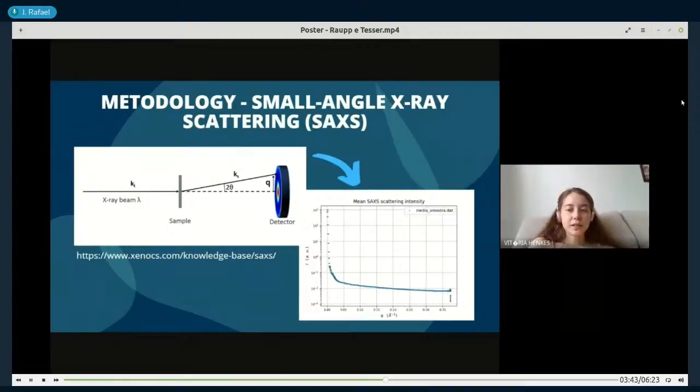So we have explained some anomalies that we are studying, but how do we study that? In this work, we use a technique called small angle X-ray scattering, also known as SAXS. In this technique, we use an X-ray beam on the sample and analyze how the sample scatters the beam. With that, we graph the intensity of the scattered beam against the scattering vector that we represent with the letter Q.